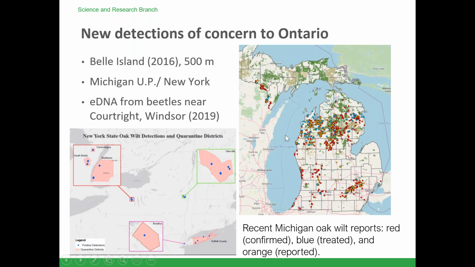But we were doing a study along the Michigan-Ontario border to develop a DNA-based tool for detecting oak wilt, and we were able to find DNA from the beetles that we trapped at the border. No oak wilt was found. No oak wilt infected trees have been found in Canada. Those beetles may have come from Michigan and been windblown here, but the detection of the DNA definitely shows that we have a reason to be concerned.